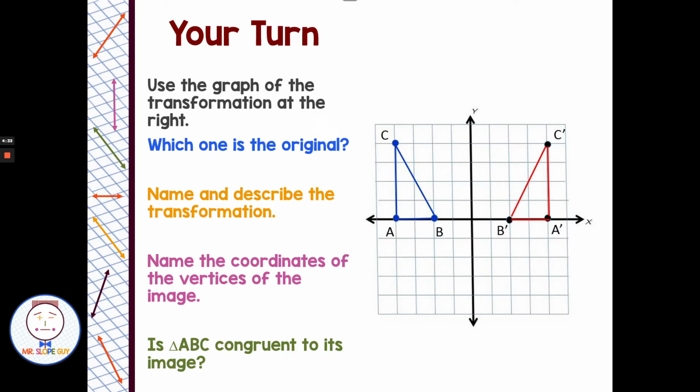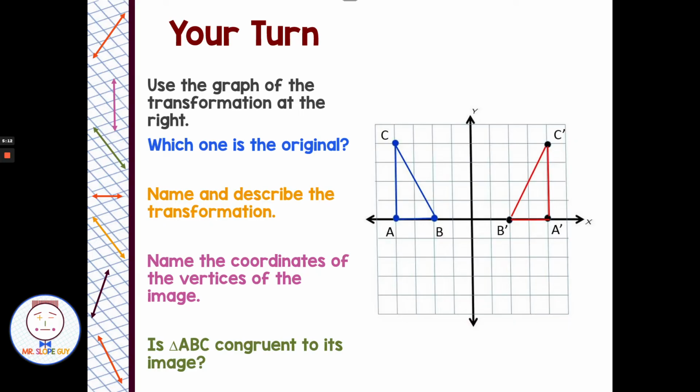Name the type of transformation. Well, it looks to me like B is 2 to the left, B prime is 2 to the right, A is this distance. So it looks to me like triangle ABC has just been reflected over the y-axis to make A prime, B prime, C prime. So this is a reflection. Name the coordinates of the vertices of the image. All right, so my image A prime is at 4, 0. B prime is at 2, 0. And C prime is at 4, 4.